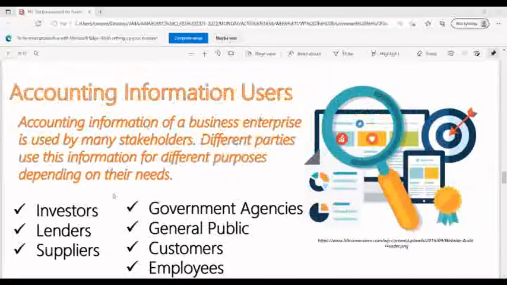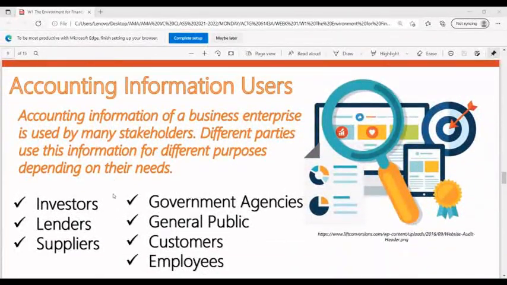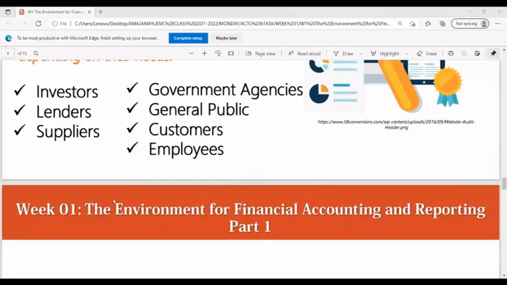Accounting information users. Who are the accounting information users? The accounting information of a business enterprise is used by many stakeholders. Different parties use this information for different purposes, depending on their needs: investors, lenders, suppliers, government agencies, the general public, customers, and employees.